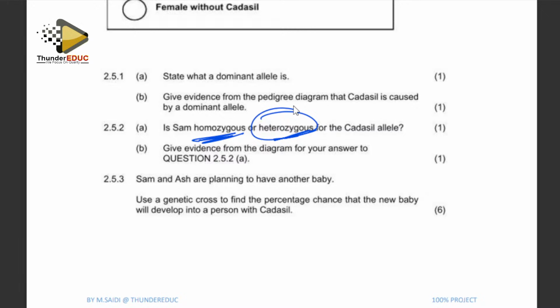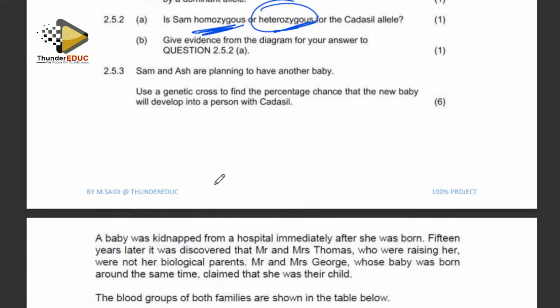Alright, we continue to the next question. They're saying Sam and Ash are planning to have another baby. How do they plan to have another baby? So they are thinking to do something. I don't know. Okay, let me ignore that and just read the question. Let's continue. For that reason, let's drink a cold drink or water. Let's continue, guys. Life is nice.